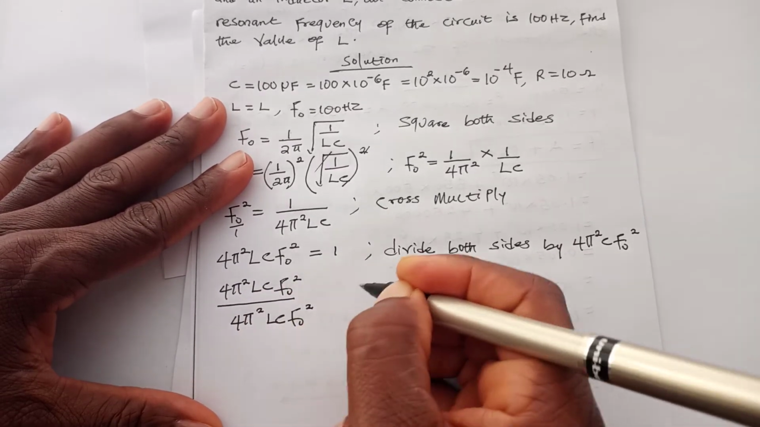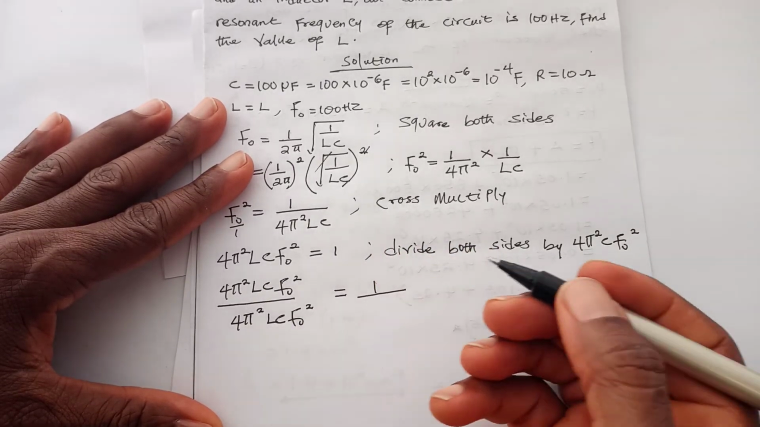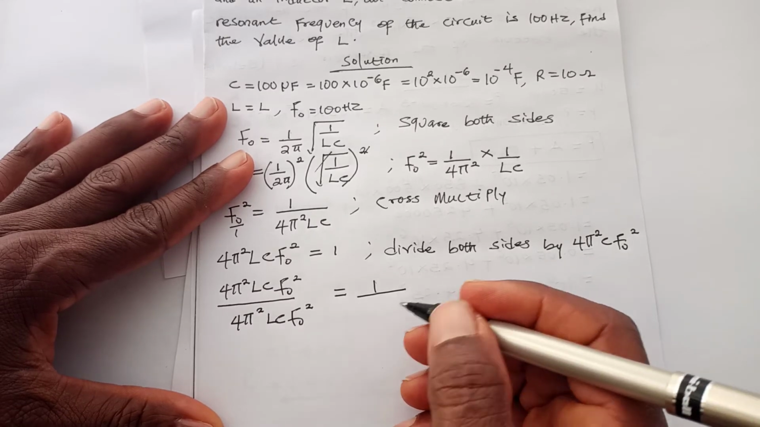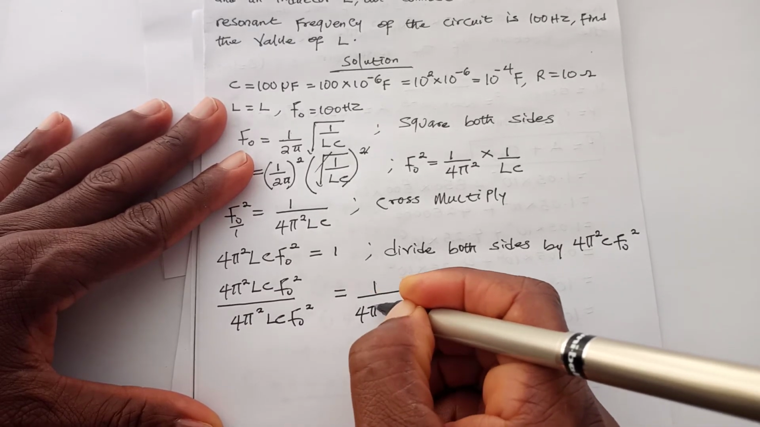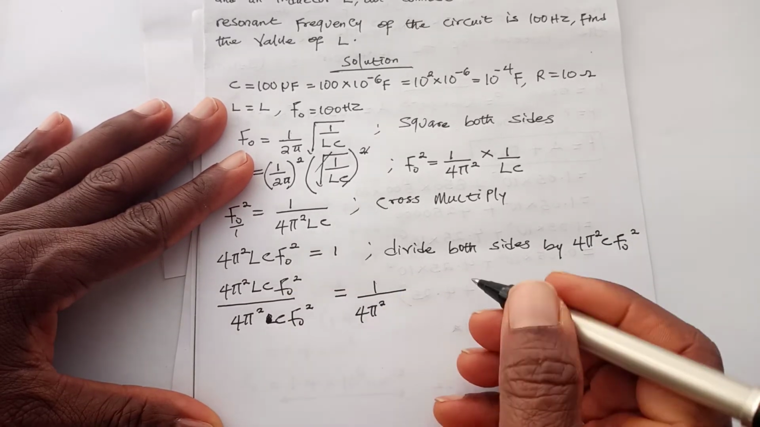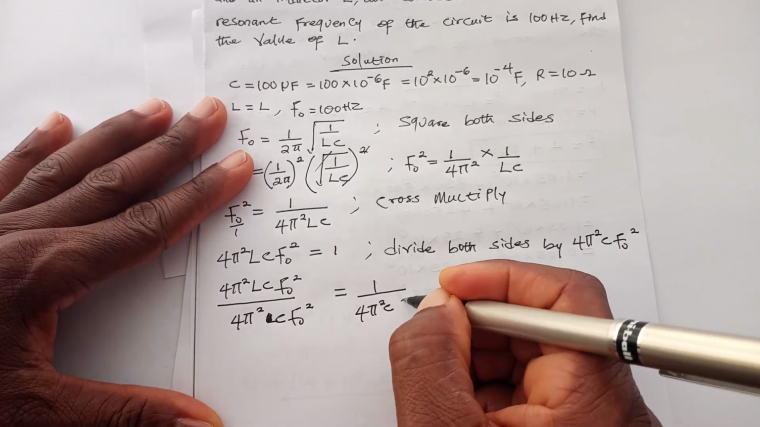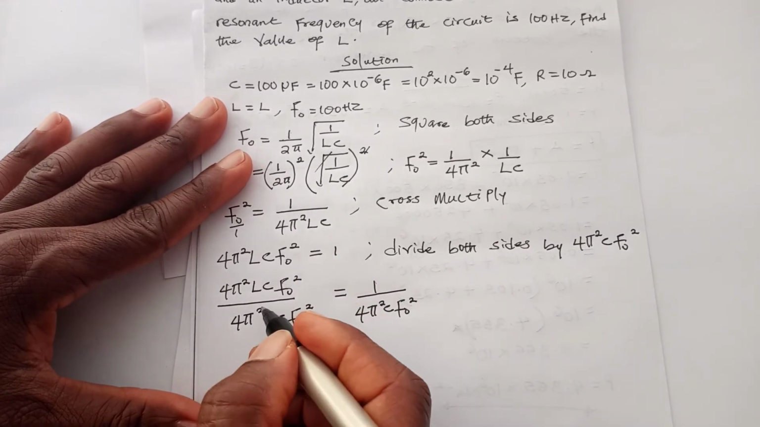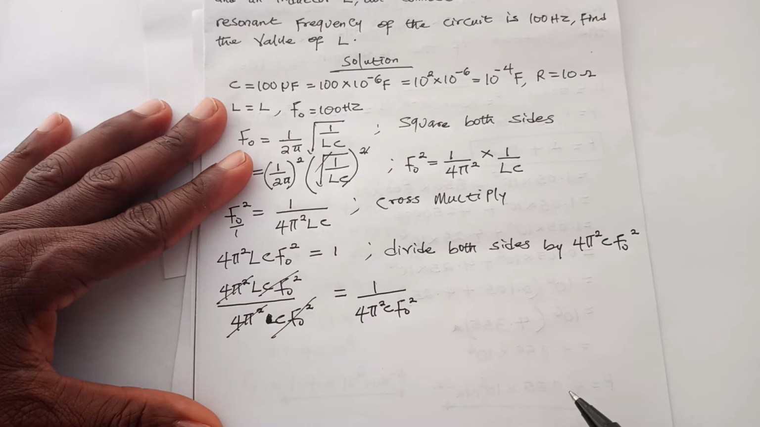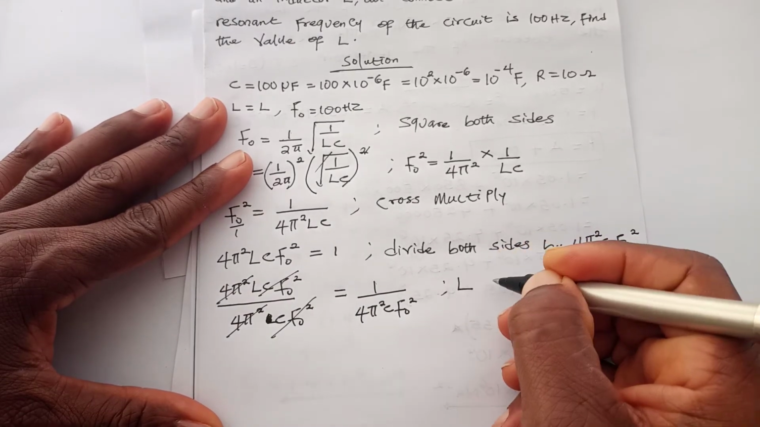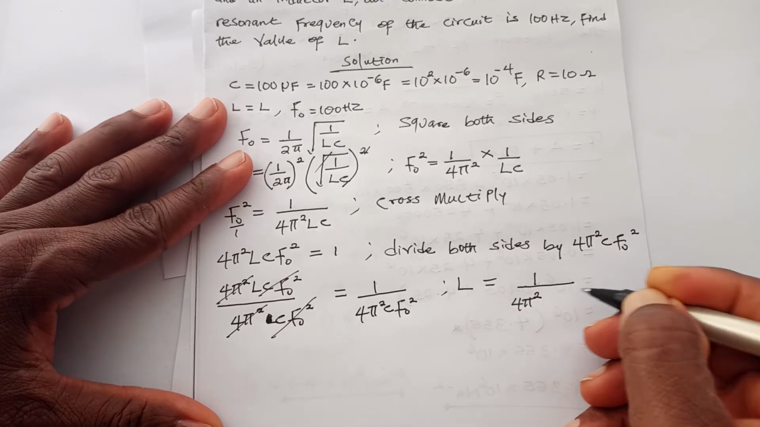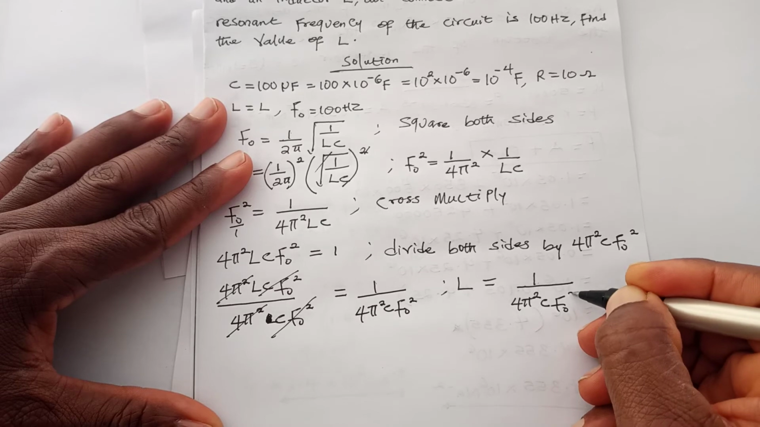CF naught squared is equal to 1 over, actually I knew what to do though, but I'm just trying to make it visible to everybody. So that'll be 4 pi squared, oh sorry, L won't be there, CF naught squared. Now 4 pi squared cancels 4 pi squared, CF naught squared cancels CF naught squared, so I am left with L. And of course, that is 1 over 4 pi squared CF naught squared.